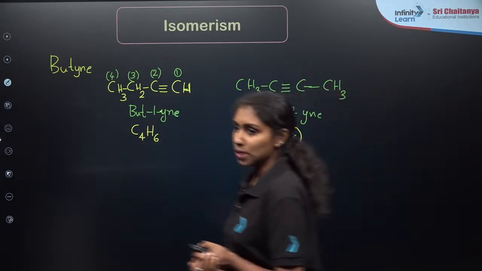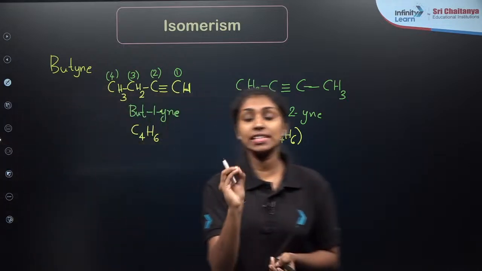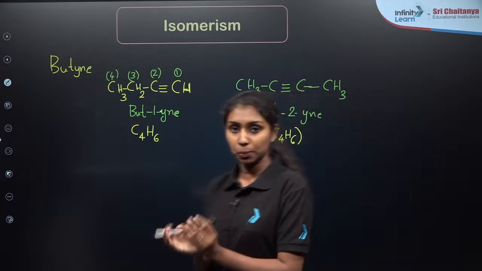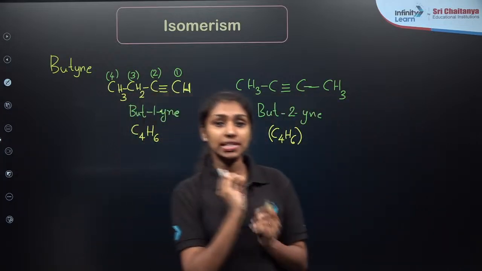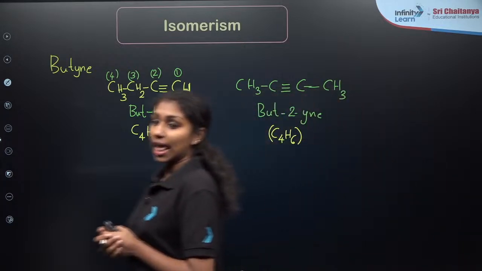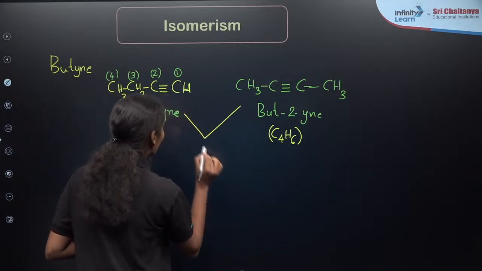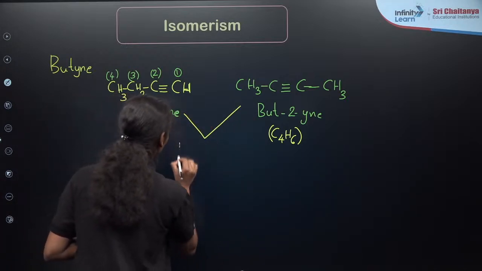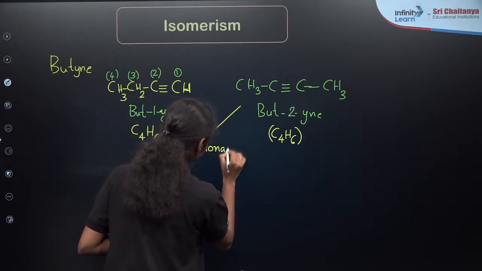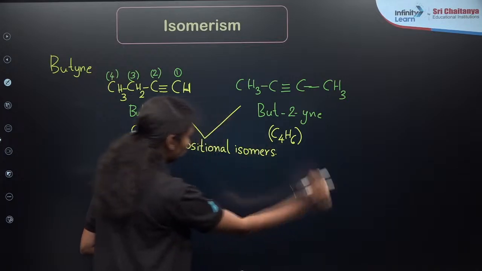Yes, the position of the triple bond changes here. As you can see, both compounds have the same molecular formula, C4H6. The only difference is the position of the triple bond, right? So we can call this type of structural isomers positional isomers. Positional isomers are the type of structural isomers in which there is only a difference in the position of bonds. Got it?